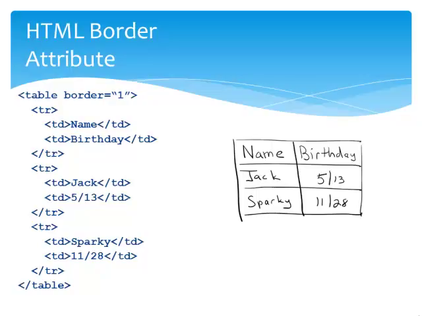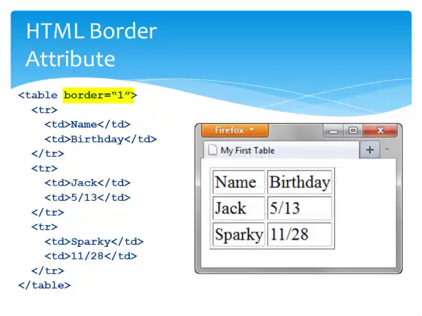In this example, we'll use the table element's border attribute to configure the table border. Code border equals 1 on the opening table tag. The browser displays a border around the table and each individual table cell. Be aware that although the border attribute is still often used, it is obsolete in HTML5. You'll configure table borders with CSS later in the chapter.